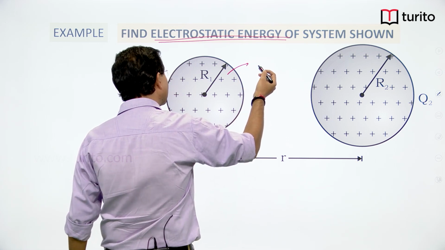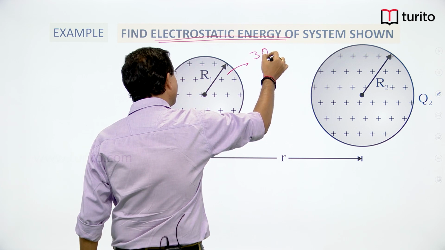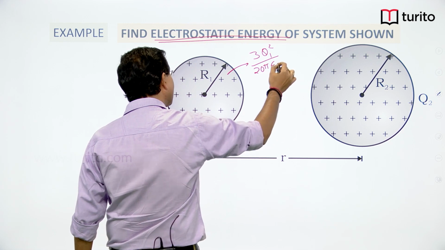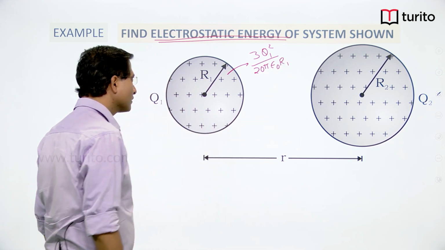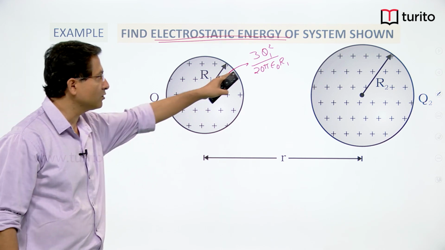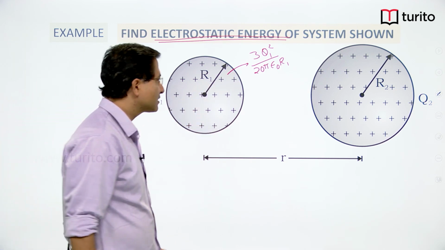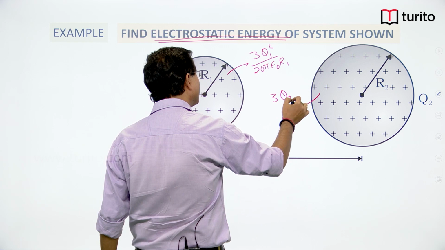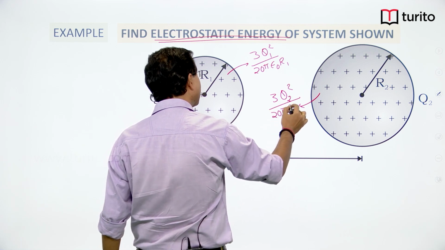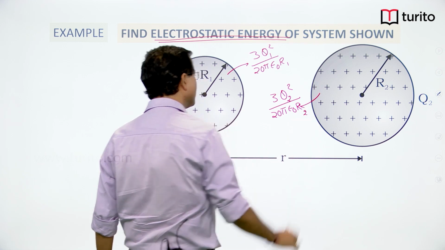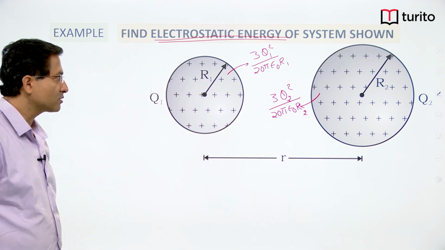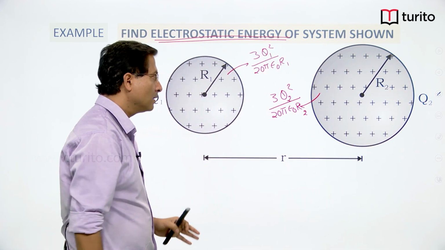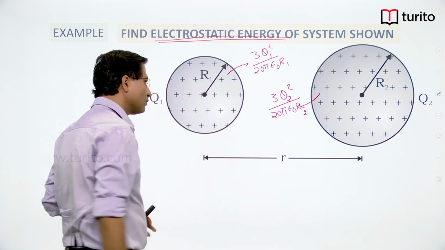Just now we have written the expression 3 q1 square divided by 20 pi epsilon naught r1. This is the self energy of this sphere, right. Similarly, the self energy of this sphere is 3 q2 square divided by 20 pi epsilon naught r2. So, just making this one you have to do this much work, making this one alone you have to do this much work.